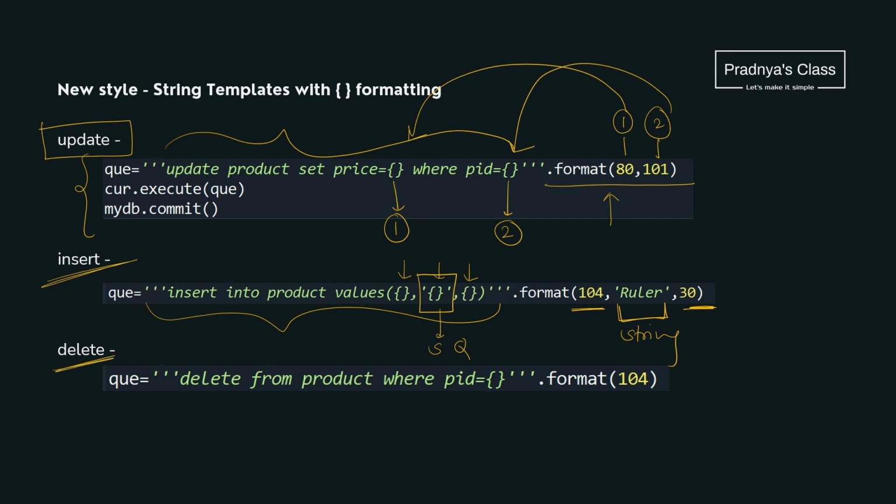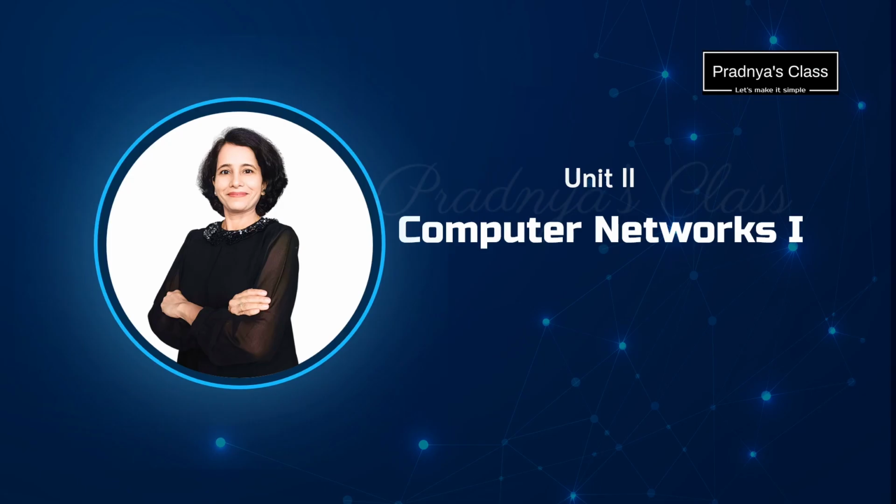In the same way, we have written delete query. Delete from product where PID equals to placeholder. 104 will get replaced there. This is an important note. Always write query in a triple quotes. If you will use single triple quotes, it will be well and good. With that, unit number 1 and unit number 2 got over.